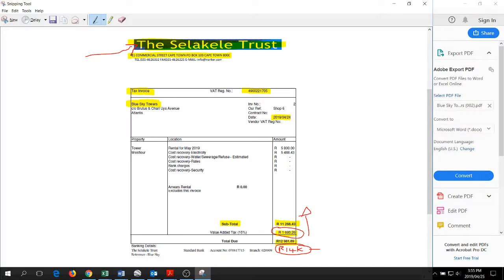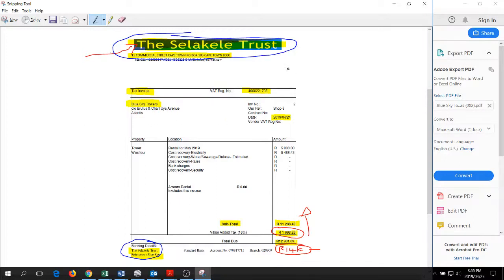Another very important check as well, doesn't necessarily mean that fraud is occurring, but you can see the name of this company, the supplier's, Selakili Trust. If you look here on the bottom, there's the bank details. Okay, Selakili Trust. It doesn't necessarily mean that there is fraud going on, but usually the name of the company on the bank account should correspond to the name of the supplier, usually.